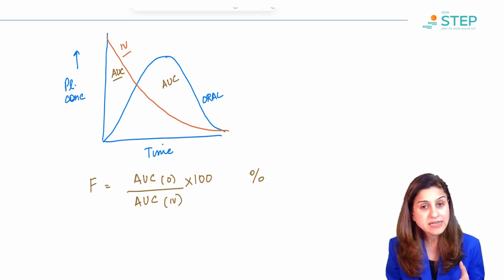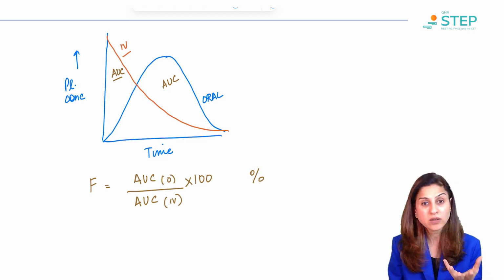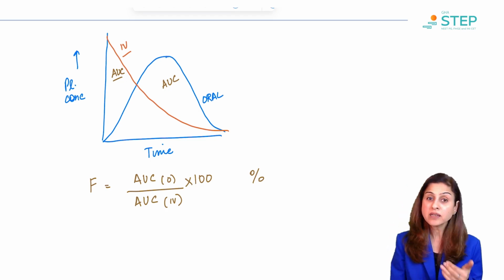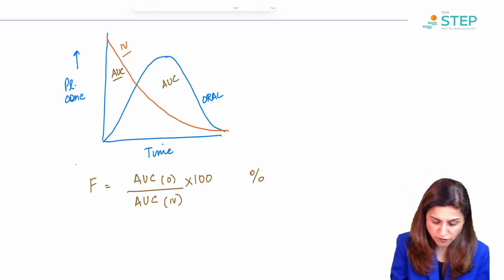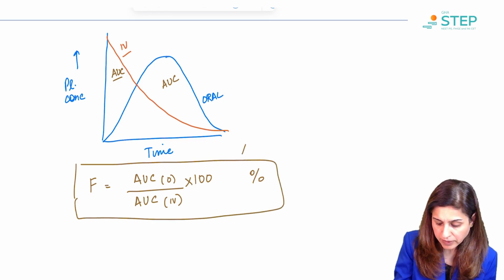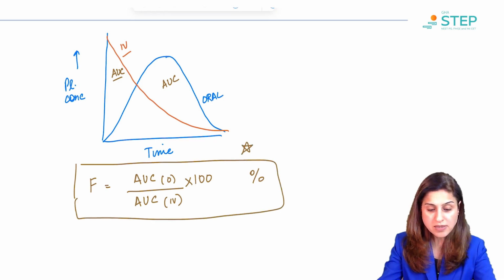Because IV is the gold standard, it has the maximum bioavailability, so we take it in the denominator. This is the formula that you should know for the bioavailability of a drug. This is the important thing.